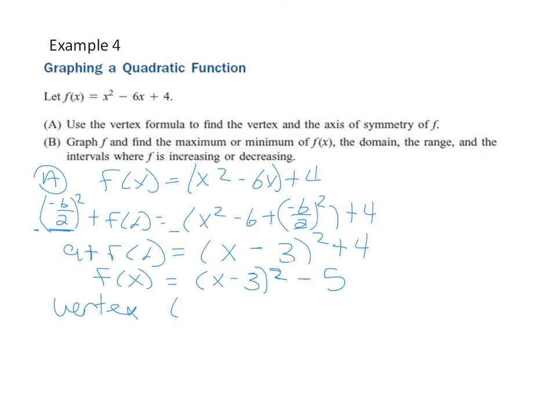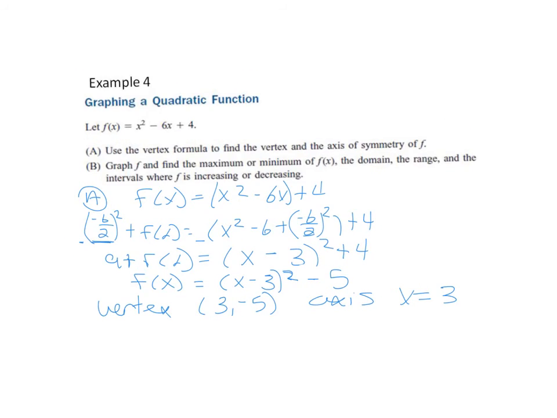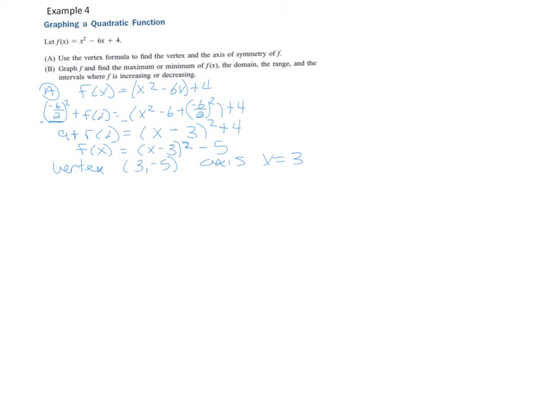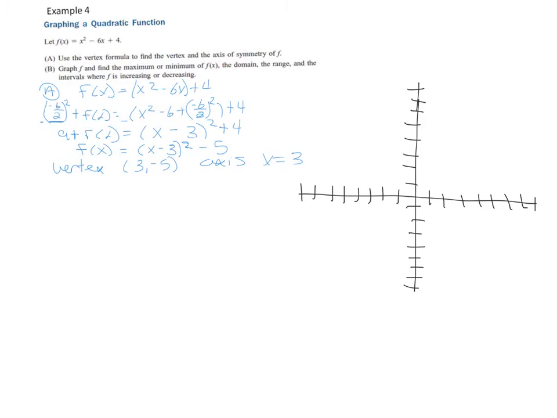Vertex is 3, -5. Axis of symmetry is x equals 3. Okay, so now we need to graph it. So let's make some room. All right, let's make a graph. All right, here's my graph.